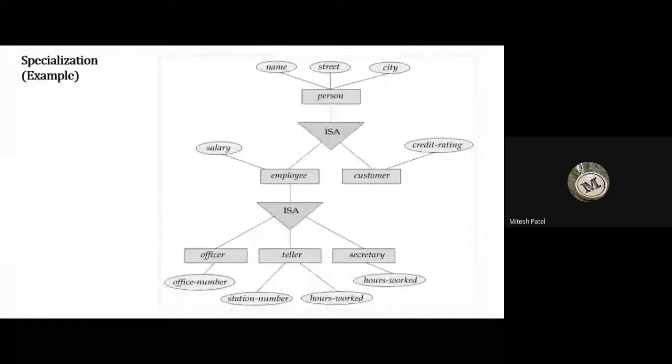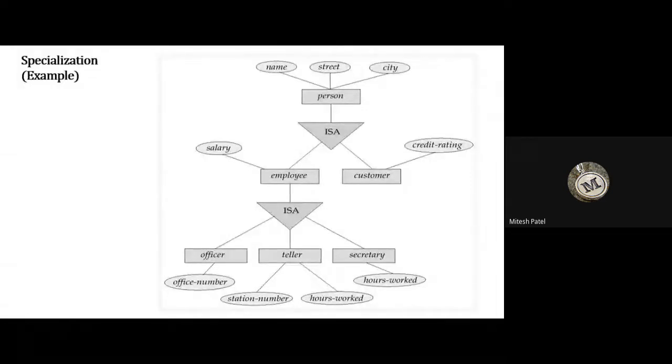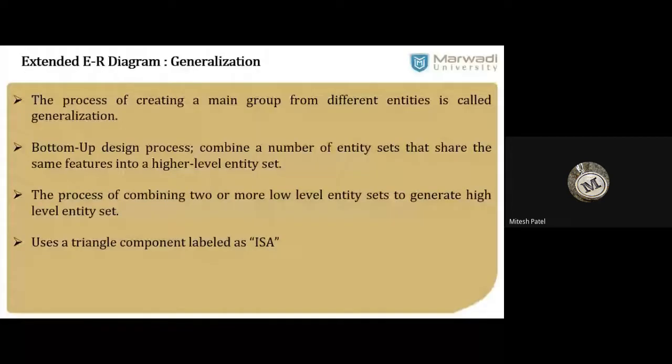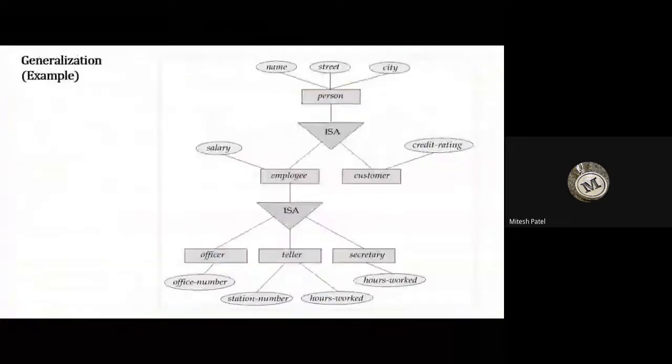Then we have seen this example, specialization and generalization. Top-down approach, that is specialization. It means we are creating subgroups from the superclass, using the triangle symbol. Generalization means bottom-up approach. We are combining all subgroups into one general entity. That is generalization. That's why it's bottom to up, right?